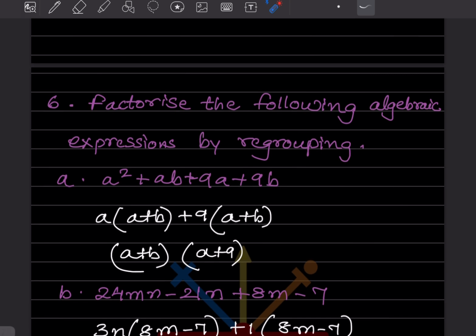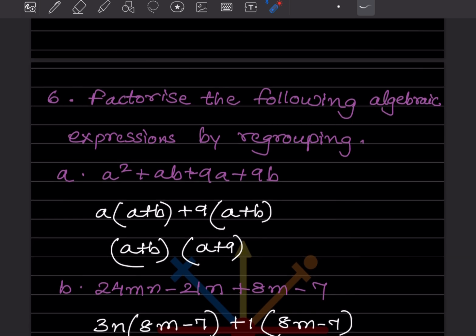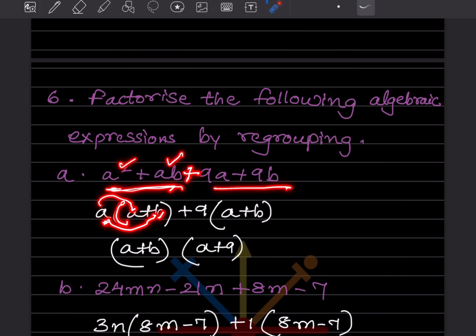In that we'll see how to factorize the following algebraic expressions by regrouping. Now this is the question given, so we can see there are 4 terms here. Let us group the first two and the second two. From the first group we can take a common. This is a square, so the remaining will be a in the bracket. This is ab, so a is already taken common, so here it will be b. Now the same sign here, whatever is there after these 2 terms.